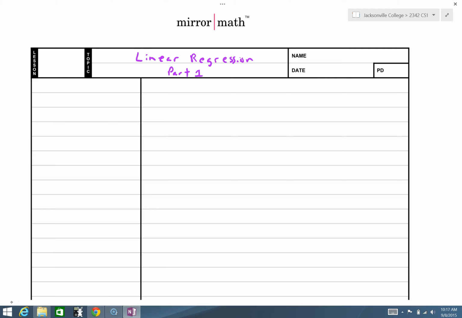In this video, we will be discussing linear regression. This will be part 1 of the notes. There will be a second video to follow. Linear regression.